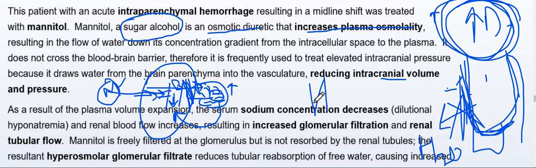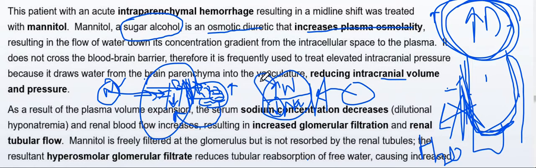As you can see, this is the vessel, and this is, for example, the brain. When the water is moving here, that means there is increased water content. With increased water content, the sodium content will decrease. Why is it so? It is because with the water increase, the sodium concentration will drop in comparison to water. It will dilute. And as you can see, when it enters the glomeruli and is filtered in the Bowman capsule, it causes increased glomerular filtration.